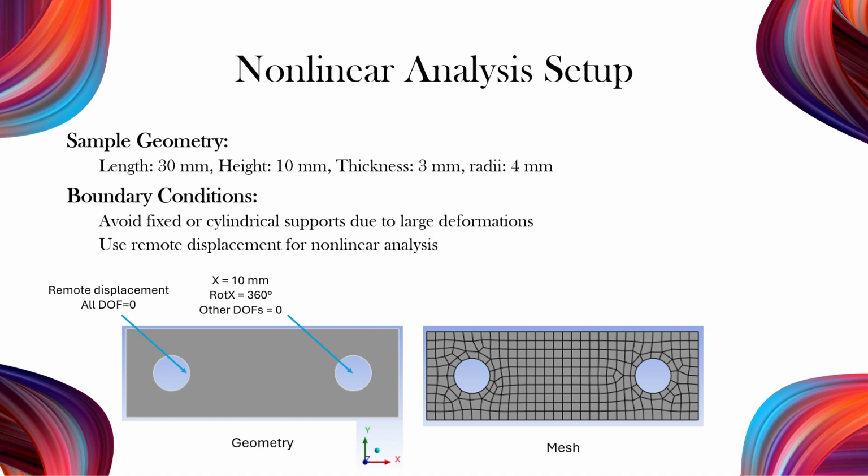I'm going to use a sample that is 30 millimeters long, 10 millimeters high, and 3 millimeters thick, with two 4 millimeter radii on the sides. Because the material can undergo large deformations, it's better not to apply fixed or cylindrical supports. Instead, I'll use remote displacement, which works well for nonlinear analysis. One of the two holes is held in place using remote displacement, while the other stretches the sample 100 millimeters along the x direction and twists it 360 degrees.